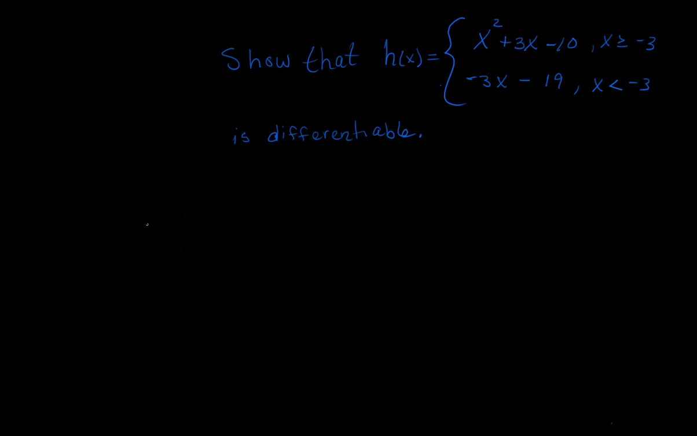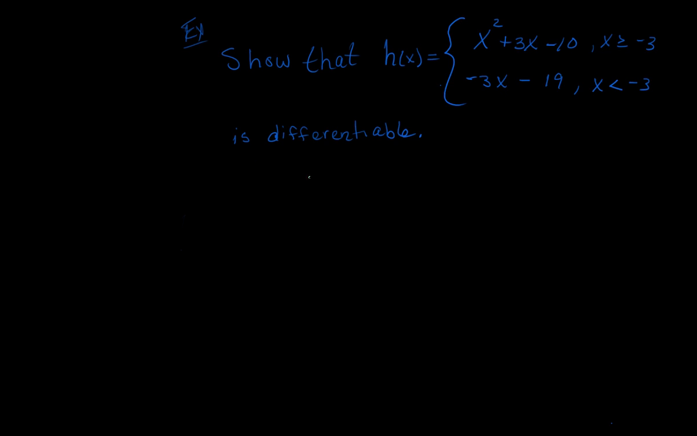In this video, we are going to take a look at how to show that a piecewise defined function is differentiable. So in this example, we are given a piecewise defined function, h of x, with the rule that x squared plus 3x minus 10 as long as x is greater than or equal to negative 3, and negative 3x minus 19 whenever x is less than negative 3. The goal is to show that this piecewise defined function is differentiable.